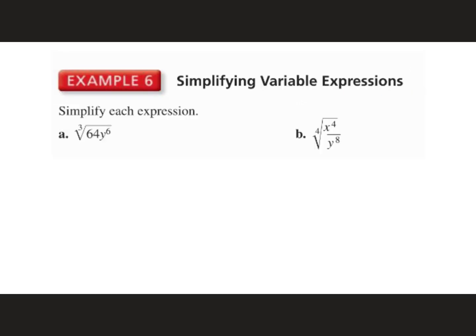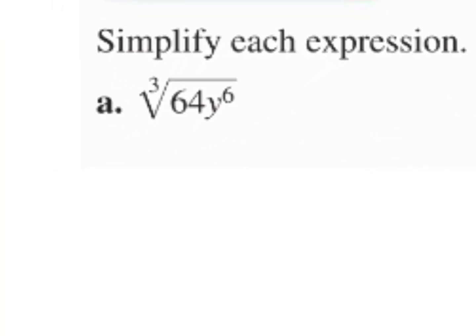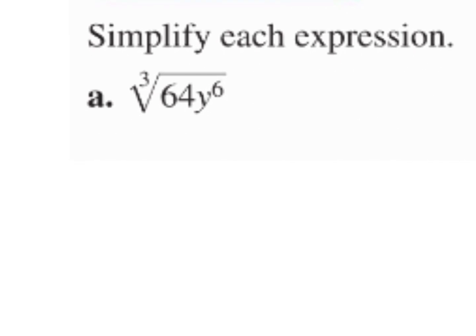All right, let's look at the next example. In example 6, we're simplifying variable expressions. So here we have our radicals, but we're just going to have variables on the inside also. So we're going to simplify the expression. You can do the number first and then the variable, or just do it all together. We'll start with the number.